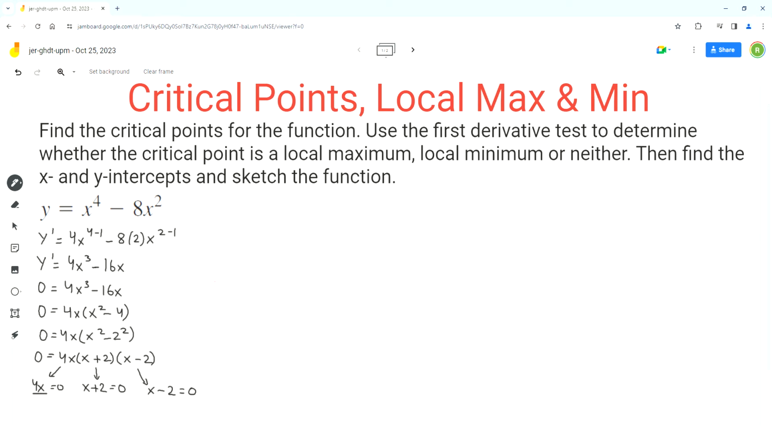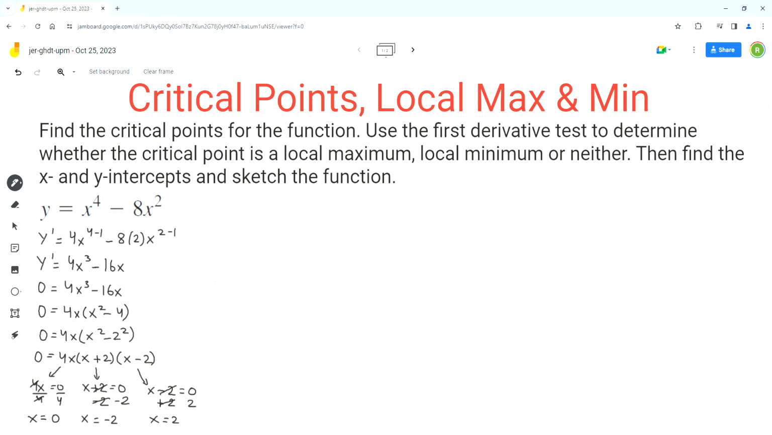In the first one, we divide both sides by 4. The 4's on the left side cancel each other out, so we get x equals 0 over 4, which is equal to 0. In the second case, we subtract 2 from both sides to isolate x. The 2's cancel out, so we get x equals negative 2. In the third case, we add 2 to both sides. The 2's on the left side cancel out, so we get x equals 2. So we got three critical numbers.